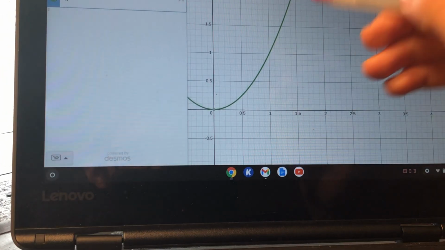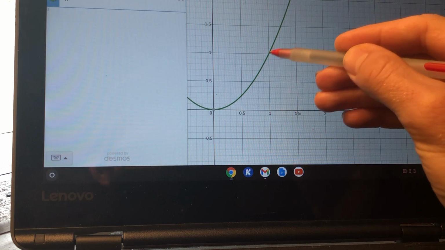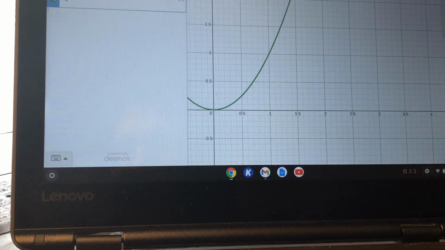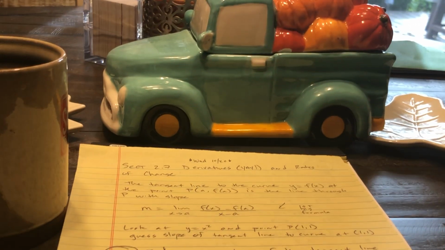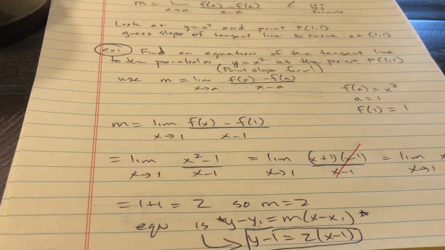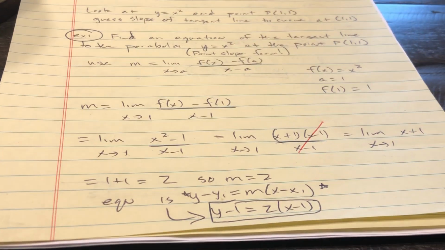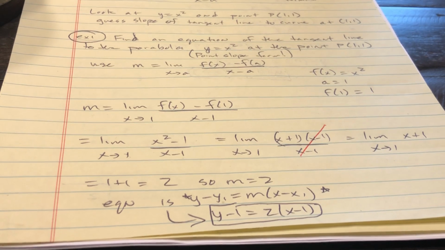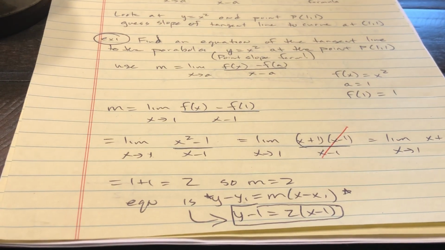Right there when we looked and we said, hey, what's the slope of the tangent line? If I made a tangent line right there, what would the slope be? That slope is 2. So that is the rate of change of the curve at (1, 1). So that is the derivative of that curve at the point (1, 1).